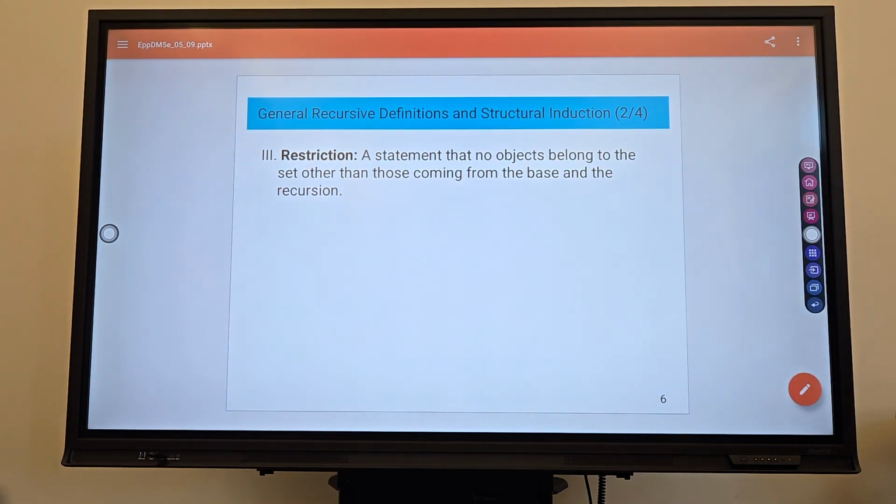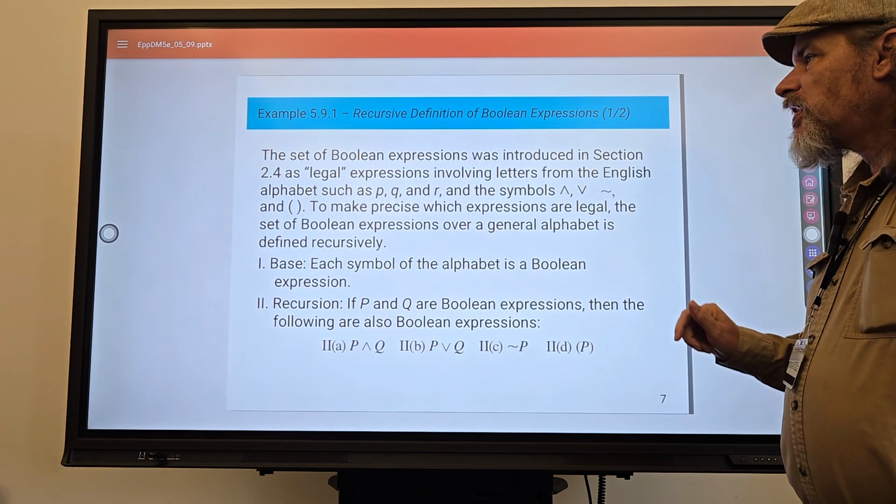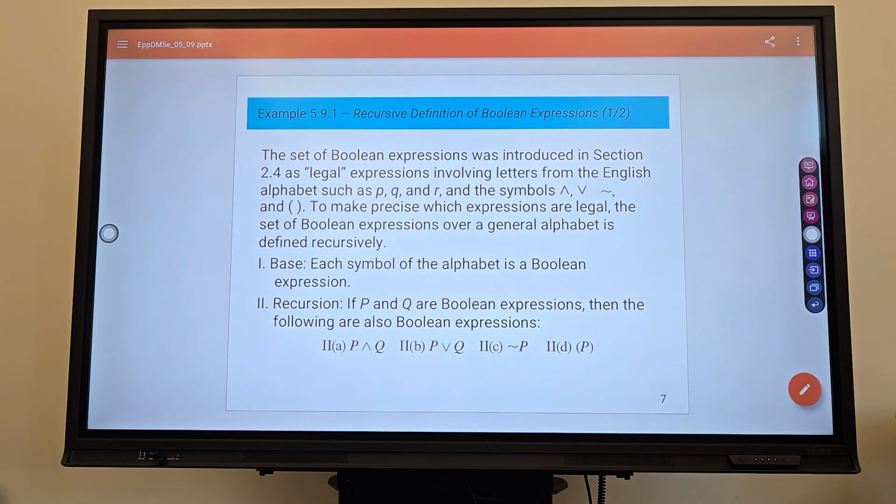Finally, there's a restriction, a statement that no objects belong to the set other than those coming from the base and the recursion. The set of Boolean expressions was introduced in section 2.4 as legal expressions involving letters from the English alphabet such as P, Q, and R, and the symbols for and, or, and not, and parentheses. To make precise which expressions are legal, the set of Boolean expressions over a general alphabet is defined recursively.